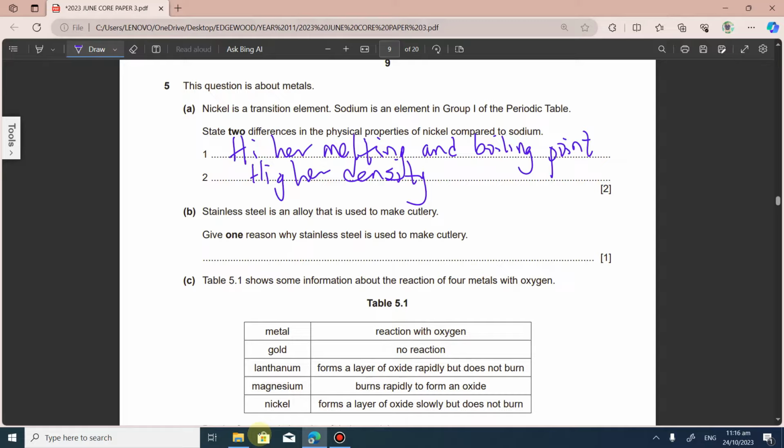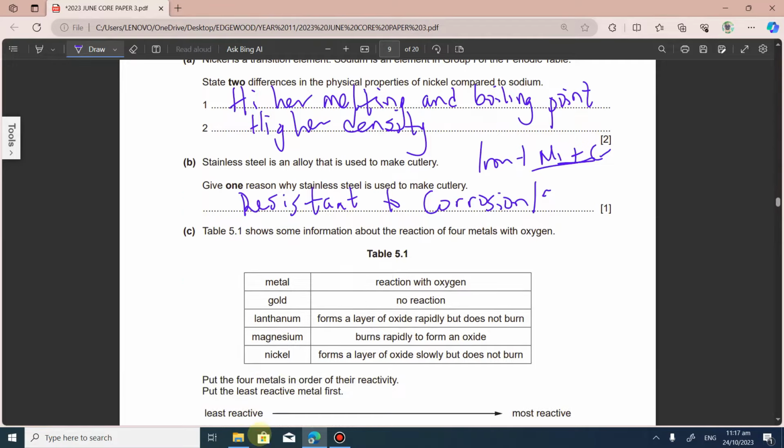They are stronger. Now, stainless steel is an alloy that is used to make cutlery. Give one reason why stainless steel is used to make cutlery. Of course, because it is resistant to corrosion. This is under alloys. So it's resistant to corrosion, and that is why stainless steel is made of iron plus nickel plus chromium. So it makes it resistant. That's why we have a lot of elements here combining to ensure that the metal becomes stronger. We could also say it's stronger. So just one of the reasons why alloying is done: resistance to corrosion, to make the metal stronger, durable, as the case may be.